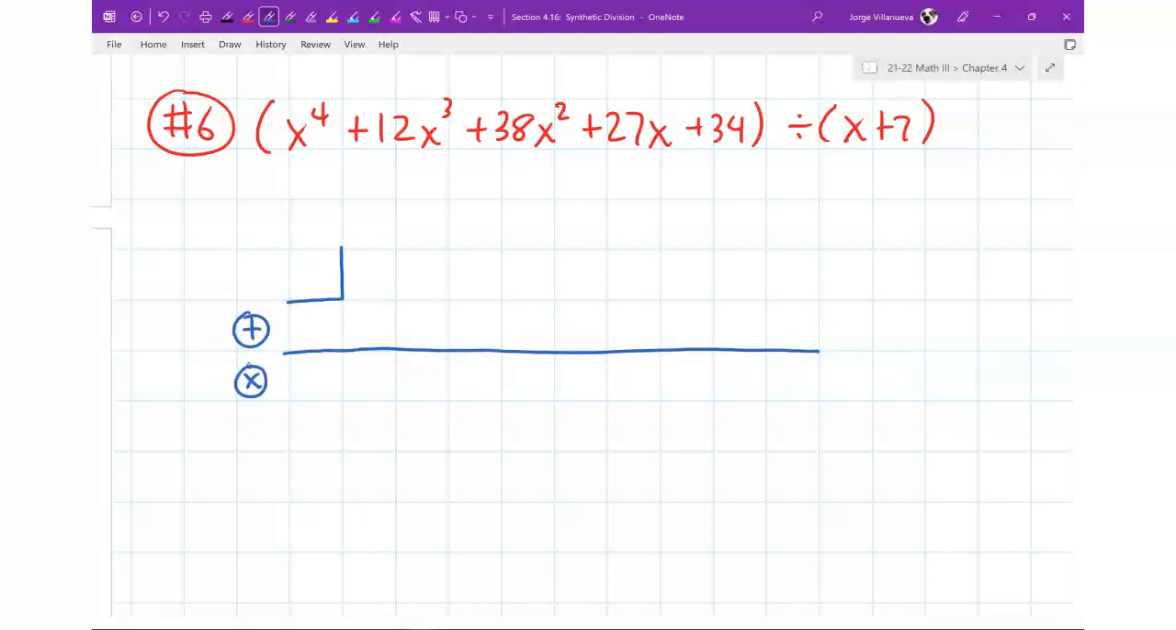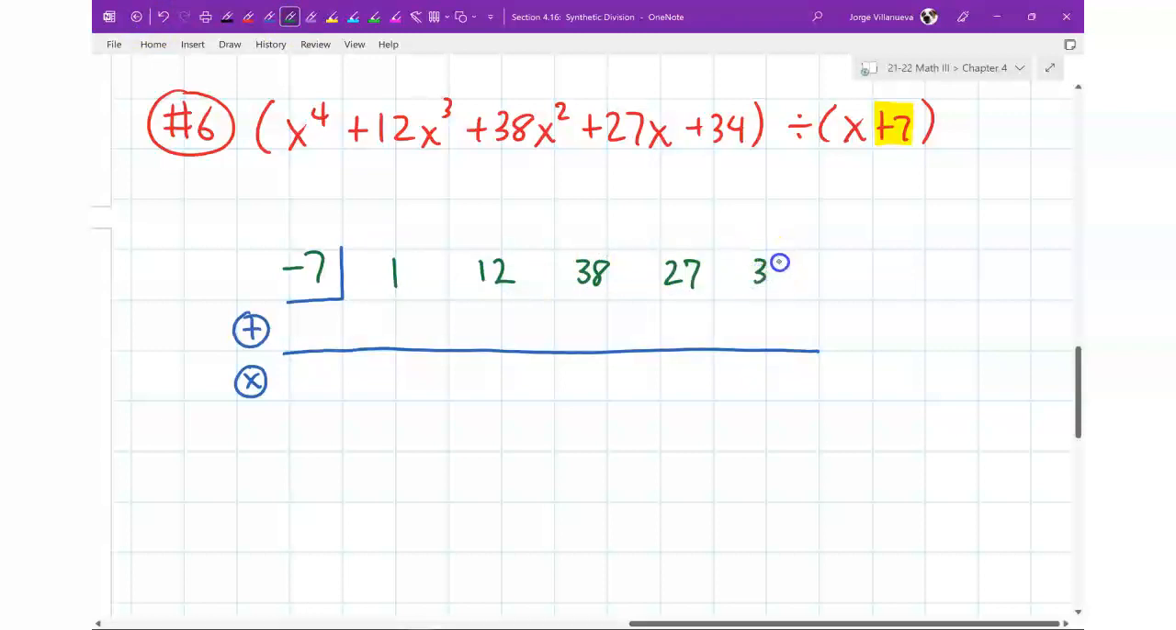Notice, it doesn't matter how long it is, you're going to do it the same way. What number goes in the half box? A negative 7. Okay, negative 7. It's the opposite of what you see right here. So negative 7. My coefficients are next. So x to the 4th has a coefficient of 1. And then there's a 12. And then there's a 38. And a 27. And a 34. And I'm going to draw that little vertical wall for my remainder. It always happens next to that last number.